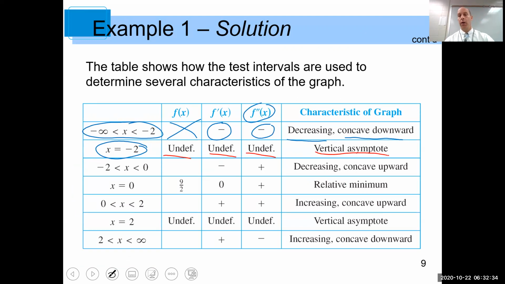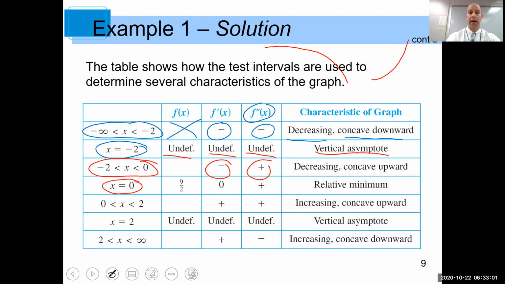In other words, on one side of this point, the limit's going to go to negative infinity. On the other side, it's going to go to positive infinity. Now our next interval, which is negative 2 to 0, we can see that it's still decreasing, but now it's concave up. So it was going like this, and now it's still decreasing, but it's concave up, so it's got to be going something like this.